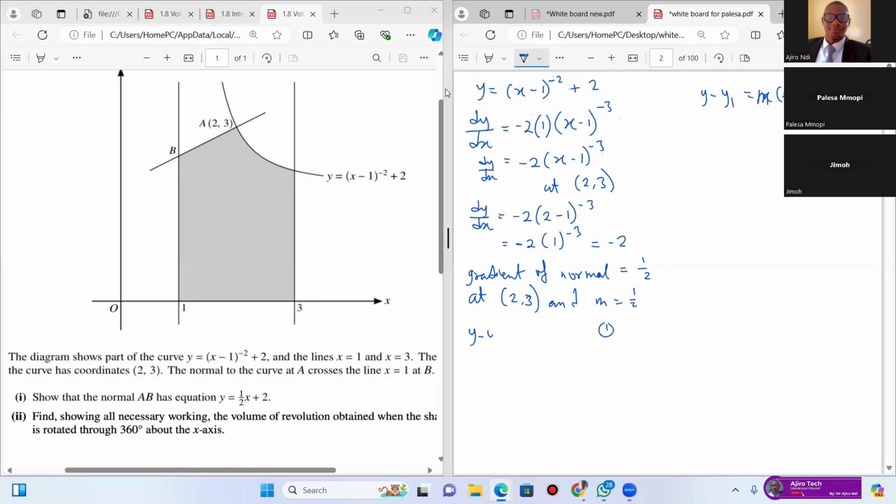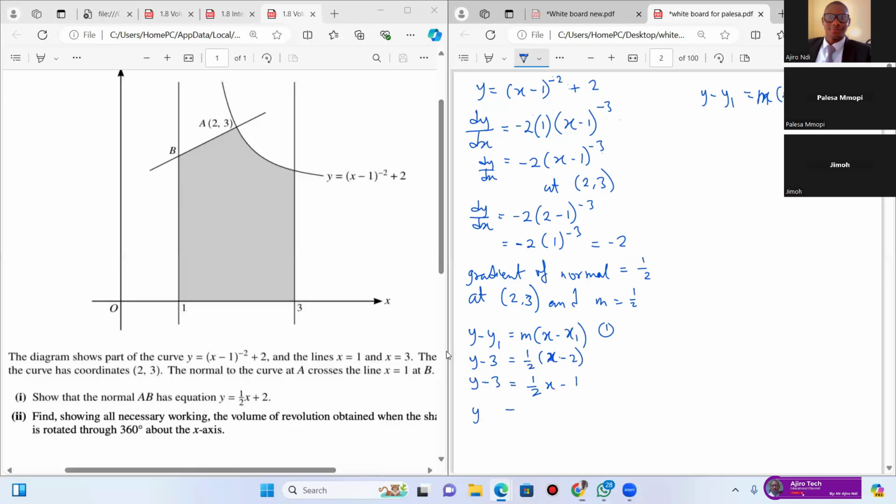So y minus y1 equals m into (x minus x1). What is y1? 3, right? m is half. So y minus 3 equals 1 over 2 into (x minus 2). Let me leave that because I want to have half. So y minus 3 becomes half x minus 1, since half times 2 is 1.